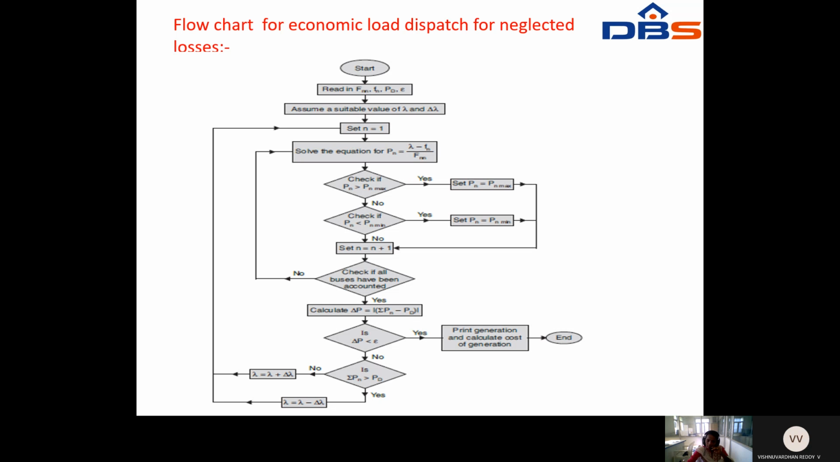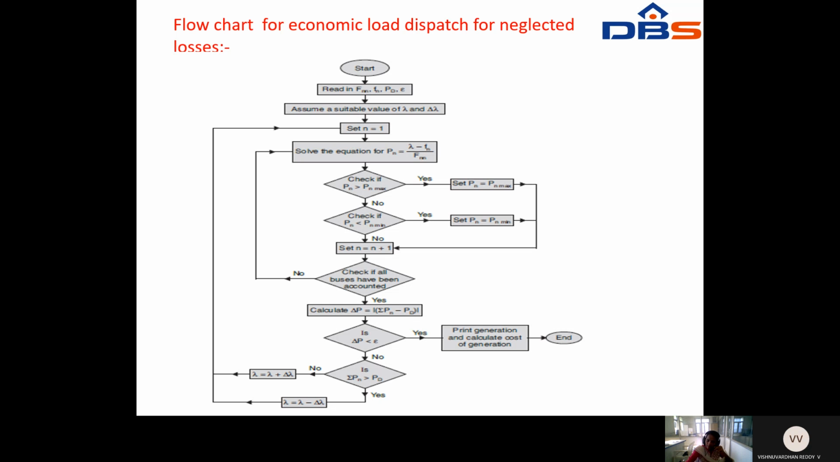When it is yes, calculate delta P equal to the sum of Pn minus Pd. If delta P is less than E, this condition is satisfied, print generation and calculate the cost of generation, and the steps will be ended. So here we are printing generation and calculating the cost of generation. Now if Pn is greater than Pn maximum, when it is yes, these steps will be followed. When it is no, this condition is not satisfied and we check another condition, whether Pn is less than Pn minimum.